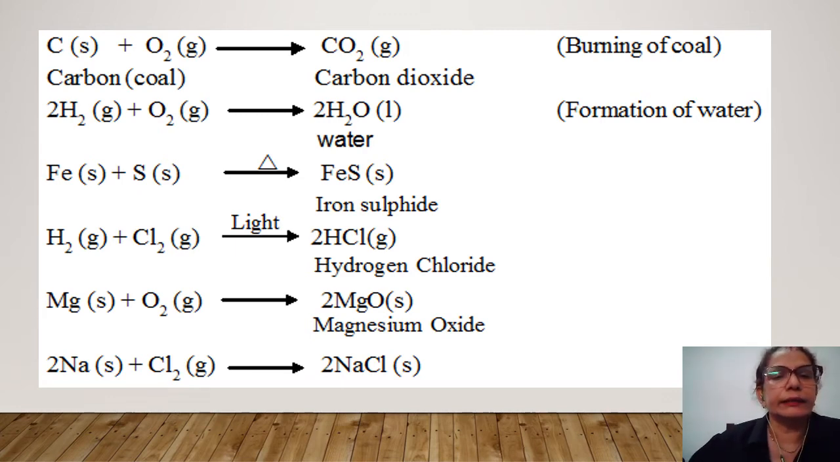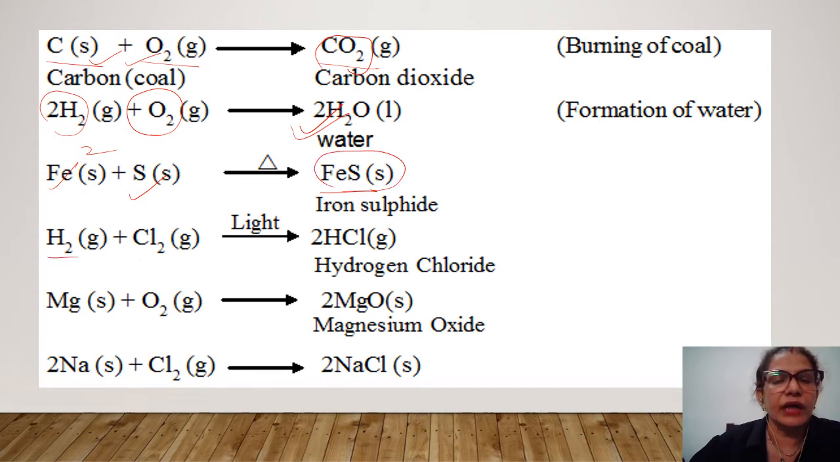It is a combination reaction. If we take the examples, carbon plus oxygen gives carbon dioxide. Again, there are 2 substances which are combining to form a single substance. Hydrogen reacts with oxygen to form water. Then iron reacts with sulfur to form iron sulfide. Again, 2 substances are combining here to form a single substance.